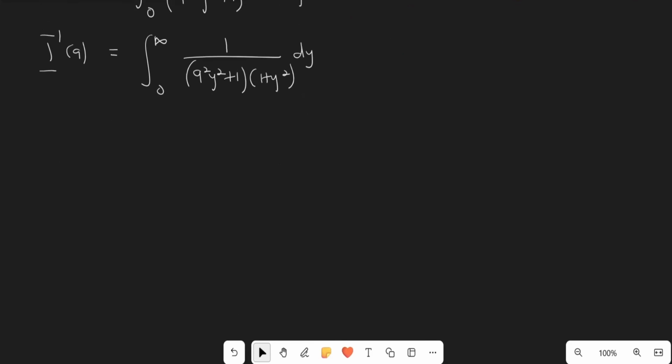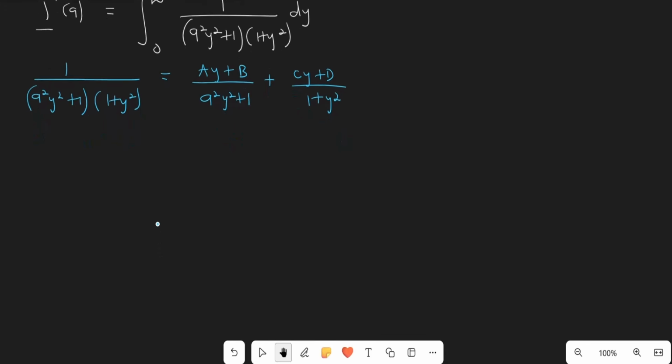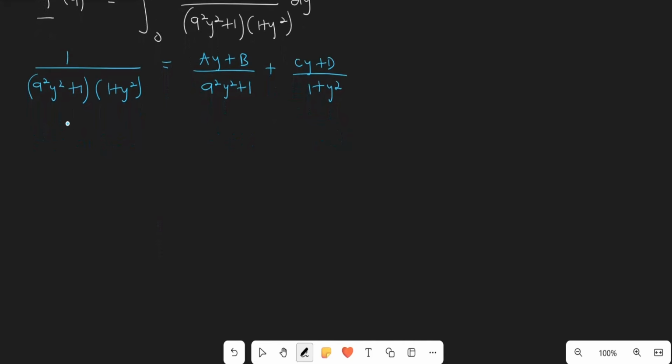So now this one, we can use partial fractions. I'm going to use partial fractions to split this one. I have 1 all over a squared y squared plus 1, multiplied by 1 plus y squared. Partial fractions: because these are quadratic terms, the numerators are going to be linear terms. So I have Ay plus B all over the first one, a squared y squared plus 1, plus the next one is going to be a linear term, which is Cy plus D divided by the quadratic term 1 plus y squared. So we now have to find the values of A, B, C, and D.